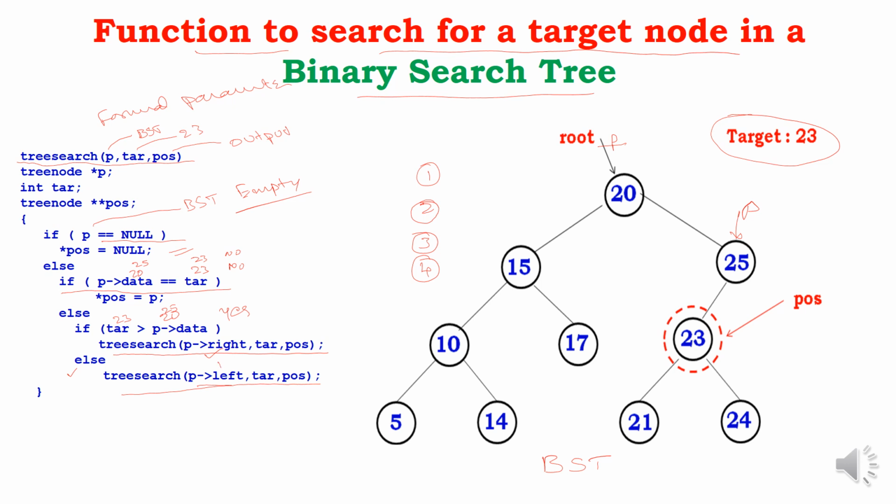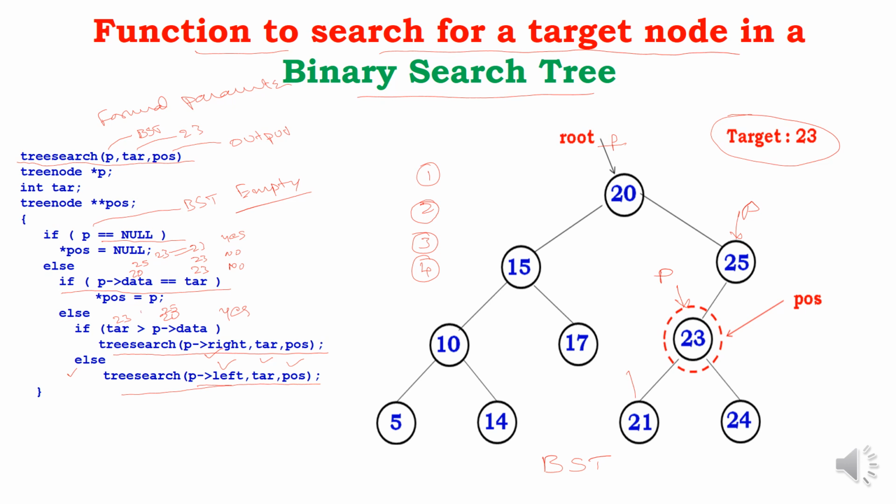Tree search in the left side of our node. Then the target is 23. We may find the position. So P left. Now P is pointing to the left subtree, left of P. Now P is pointing to 23. Now again the entire statements will get executed. If P is null? P is pointing to 23. Is it null? No, it is pointing to some node. Then is P data equivalent to target? P data is 23. Target is 23. Yes. We found our target element.